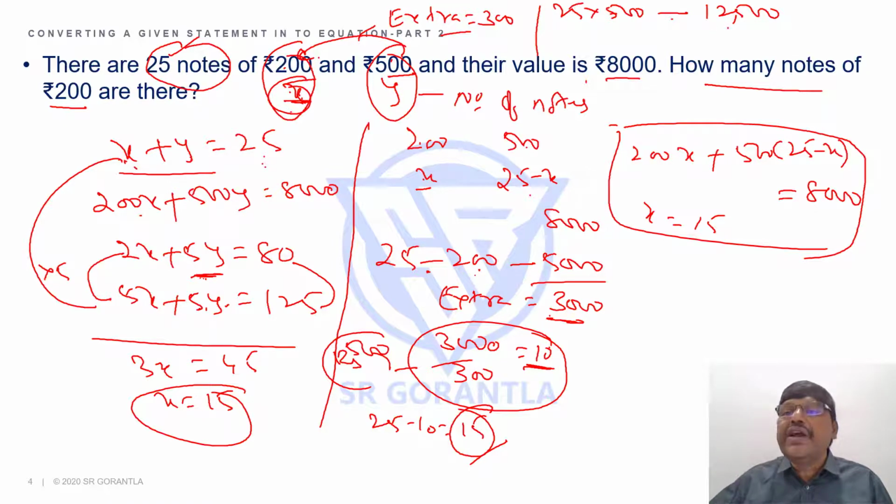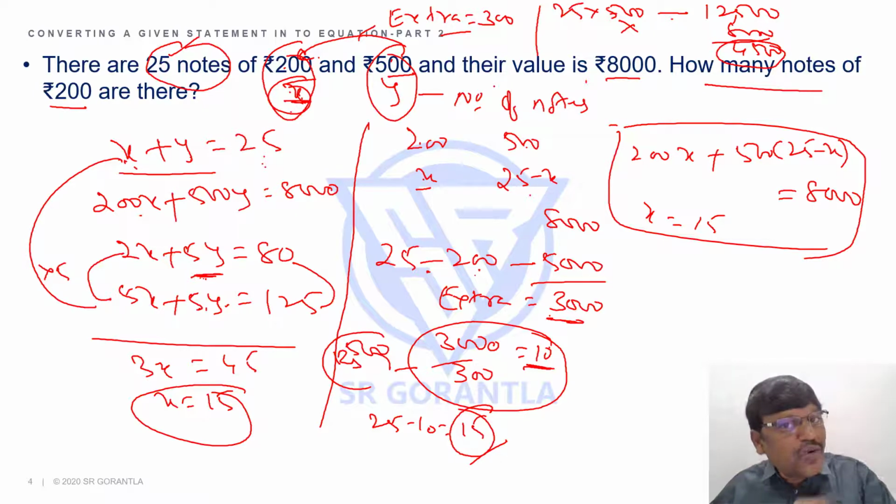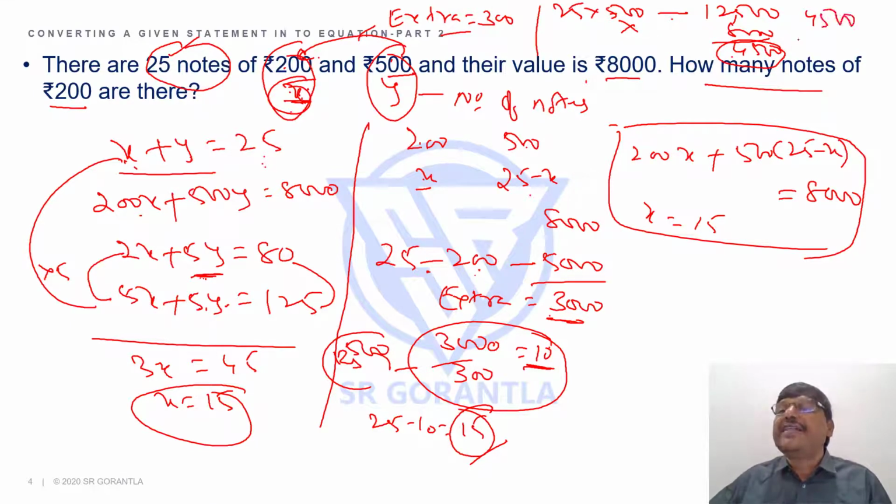But their value is only 8,000, means how much less, students? 4,500 less. That means all are not 500 rupee notes. There must be some 200 rupee notes. One 200 rupee note compared to a 500 rupee note, how much less? 300 less. For how many notes it will be 4,500 less, means 4,500 by 300. How much is it? 15. So there are 15 notes of 200. Directly you can get it.